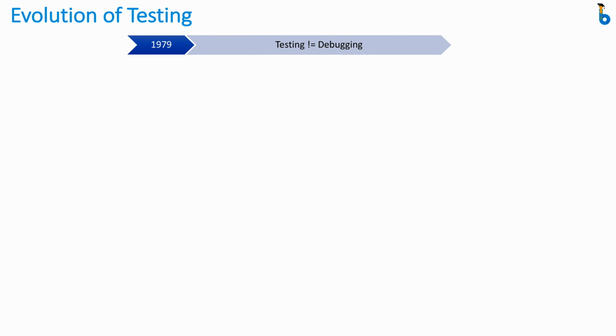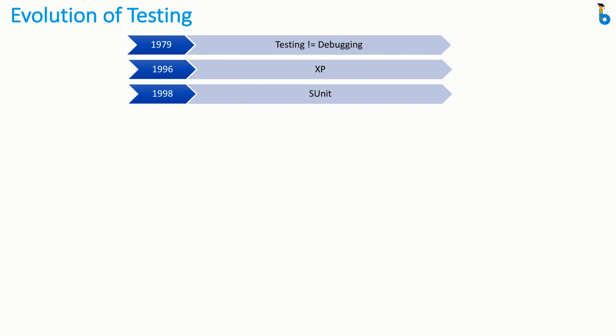In 1979, they introduced the concept that testing is not equal to debugging, and in 1996 XP was introduced. XP is nothing but extreme programming. It's a software development methodology which is intended to improve software quality and responsiveness to changing customer requirements. And after 1998, SUnit was introduced. It's a testing framework for the programming language called Smalltalk. Smalltalk is an object-oriented, dynamically typed, reflective programming language.